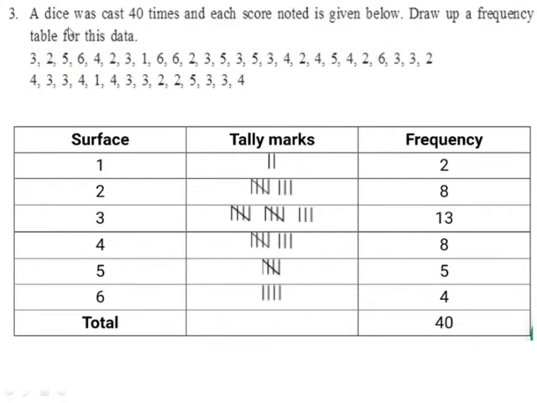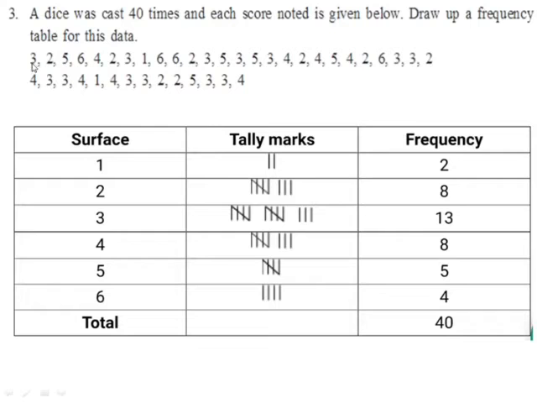We know that there are numbers from 1 to 6 given on the dice. So here we will write the number given on the surface, that is 1, 2, 3, 4, 5 and 6. This is the score that is given on the dice. After writing it, we will make the second column of tally marks and the third column of frequency. Now we will start reading the scores and putting the tally marks for the given score.